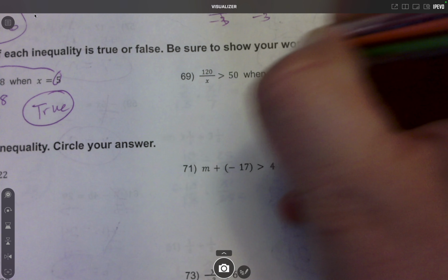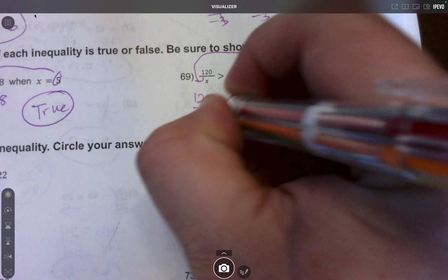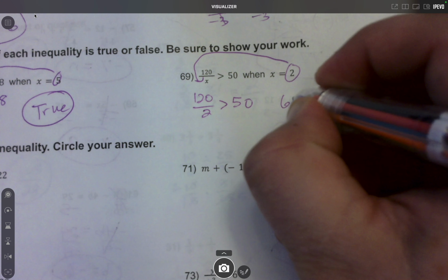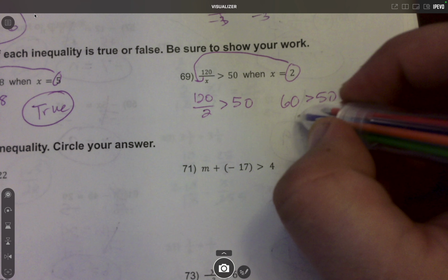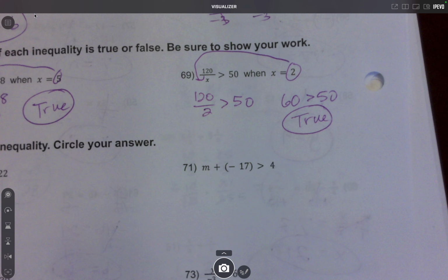So on 69, we plug 2 in for x, so we get 120 over 2. 120 divided by 2 is 60. Is 60 bigger than 50? It is. So this one is also true. If you get an equation or an inequality that's not true, then you just write false.